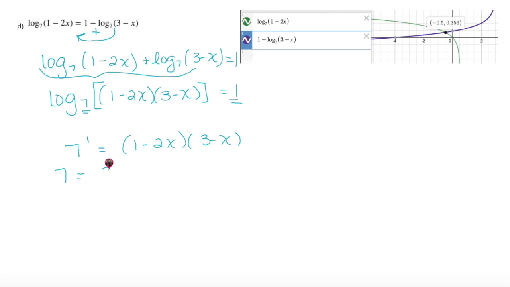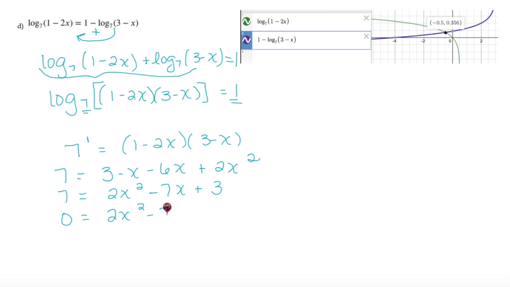7 is equal to 3 minus x minus 6x plus 2x squared. Combining like terms, 7 is equal to 2x squared minus 7x plus 3. We know we're going to have to factor and set equal to 0, so we'll subtract 7 from both sides. Therefore, 0 is equal to 2x squared minus 7x minus 4. We can try to factor.